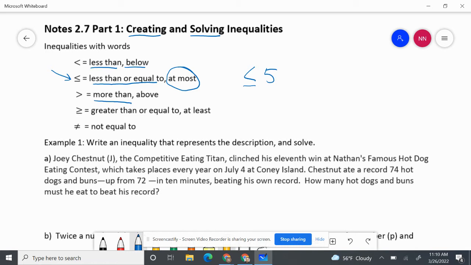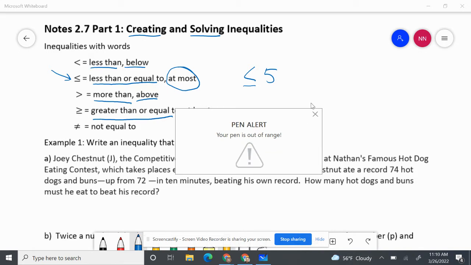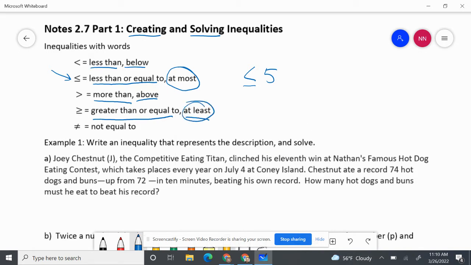Greater than, more than, or above. Greater than or equal to, or at least. This is another key word that's used a lot: at least. And then, of course, we have not equal to, which means anything but equal to the specific value. So we're going to be writing an inequality, and we're going to represent it from the description above.